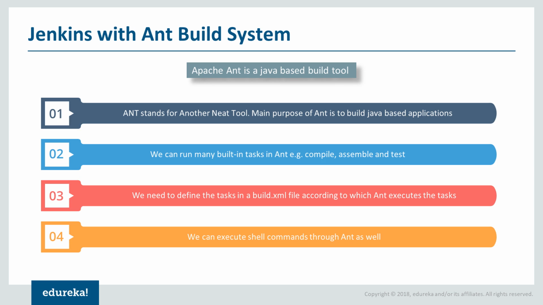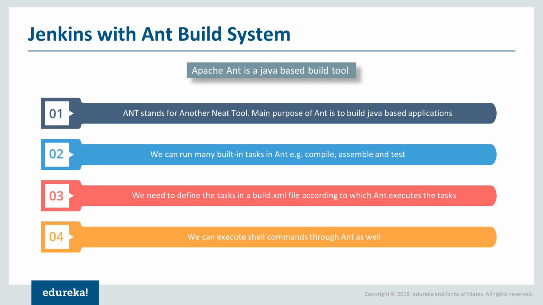Ant is, again, a Java based build tool, and again one of the very popular ones apart from Maven and Gradle, of course. Ant stands for Another Neat Tool. The main purpose of Ant is to build Java based applications. We can run many built-in tasks in Ant, for example compile, assemble, test, etc., just like what we do in Maven. So we need to define the tasks in a build.xml file according to which Ant executes the task.